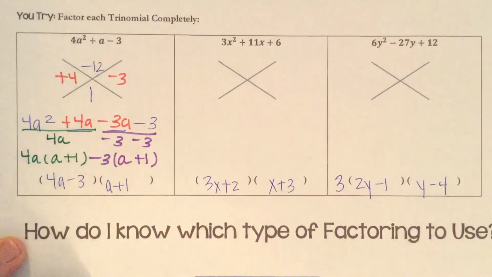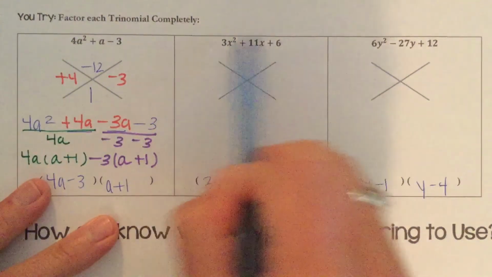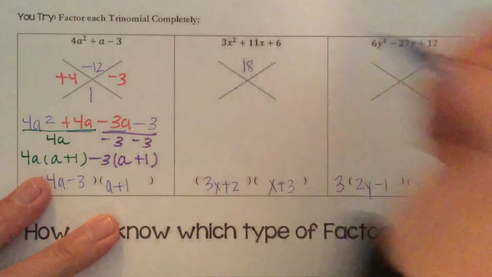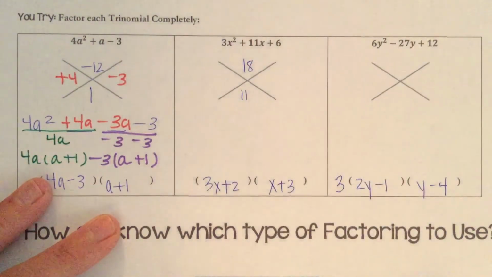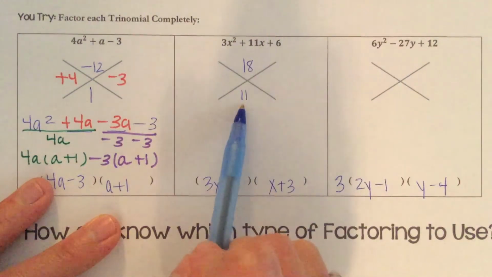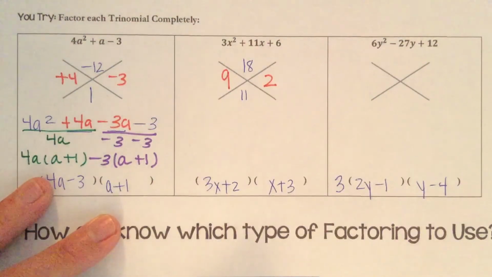For number 2, I look for a greatest common factor among all 3 of the terms. There is not a number that goes into 3, 11, and 6. I multiply a 3 times c 6 and get 18. In the bottom of the x, I'm going to put the coefficient, the value of b. I'm looking for 2 numbers that multiply to be 18 and add to be 11. 9 times 2 is 18. 9 plus 2 is 11.